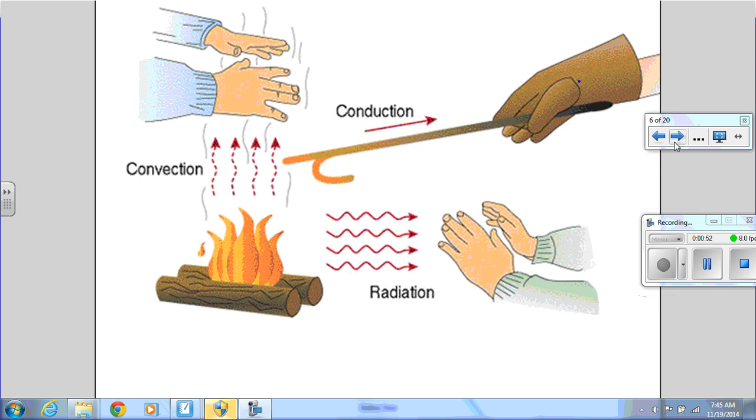Let's look at this visual here on the screen. In this visual, you can see the three ways that heat is transferred. You've got convection, conduction, and radiation. Now, what we're going to explore in this lesson is being able to explain how this shows conduction, how this shows radiation, and how this shows convection. And hopefully by the end of the video lesson, this will be much clearer to you.